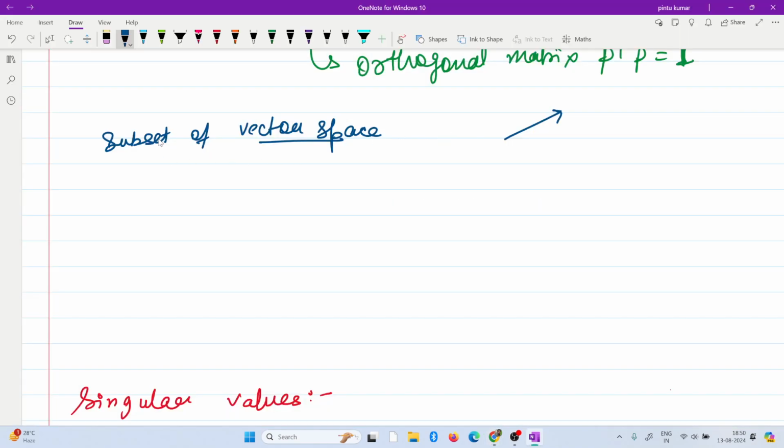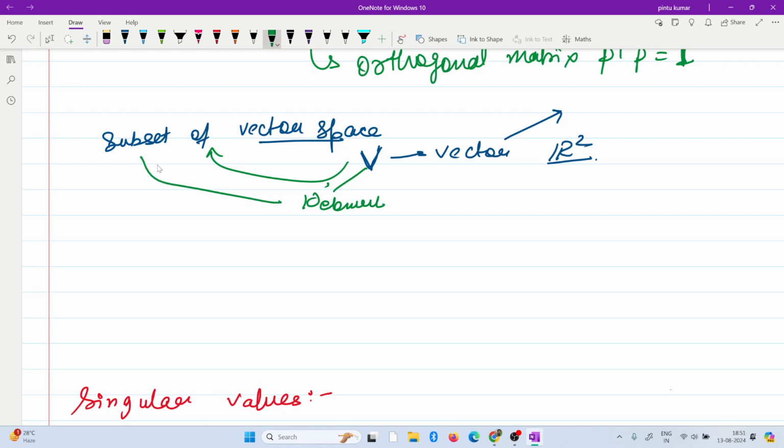If you have a subset of a vector space, let's say your vector space is V. So V contains all your vectors that you want to talk about, for example R2. You can pick any arbitrary set out of this V. So you can pick, let's say, 10 elements out of it, and that will be a subset of your vector space. That is fine.